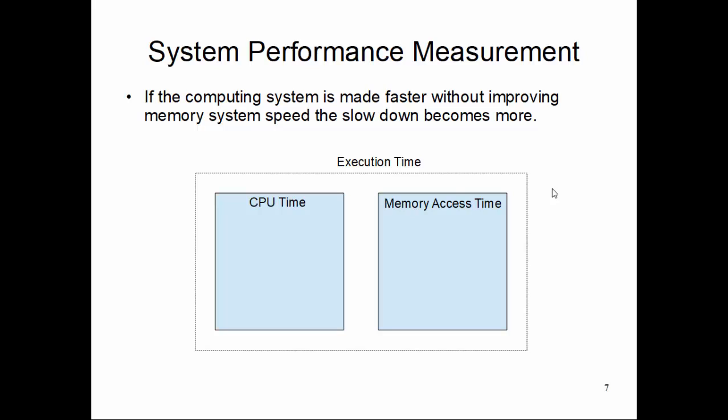Now this introduction of this memory stall actually gives us a very unique perspective of how we are going to make a system faster. Here is what I mean by that. If a computing system is made faster without improving the memory system speed, the slowdown becomes more. That means with respect to a system with a perfect cache, like a system with no slowdown.